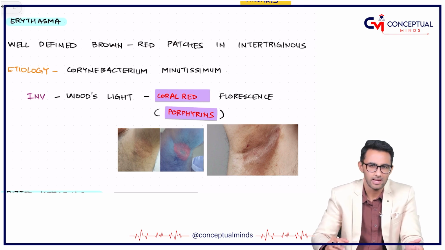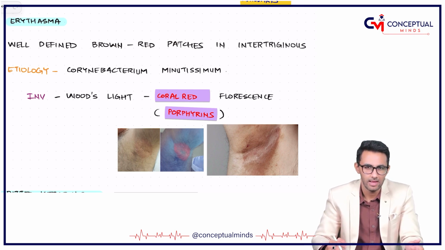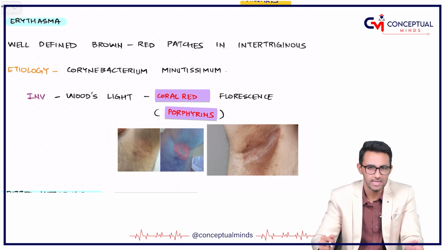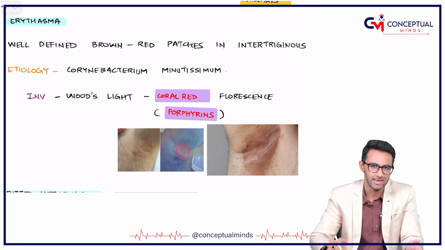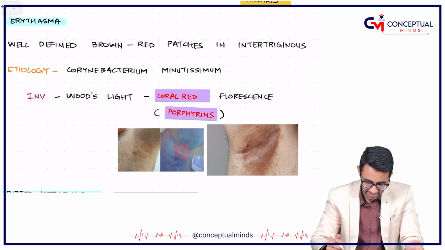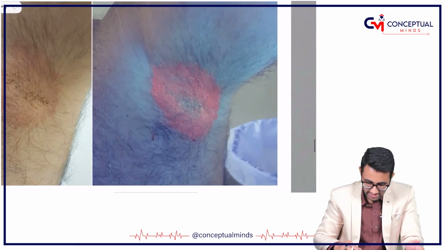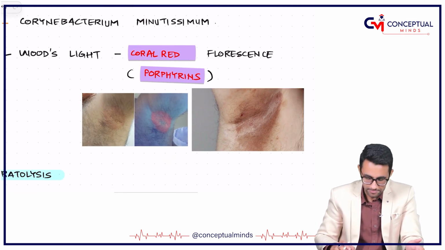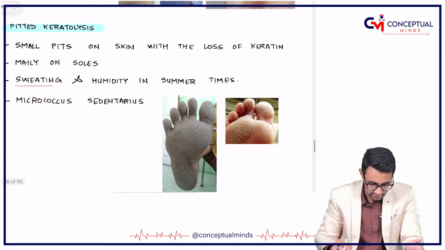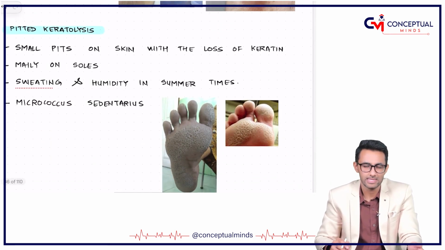We also discuss it in our rapid revision session, but in this detailed series we will be learning about this one topic in great detail. It is pretty interesting, right? Okay, fine. So over here we can see this coral red fluorescence under the Woods lamp. The next one we have is pitted keratolysis.